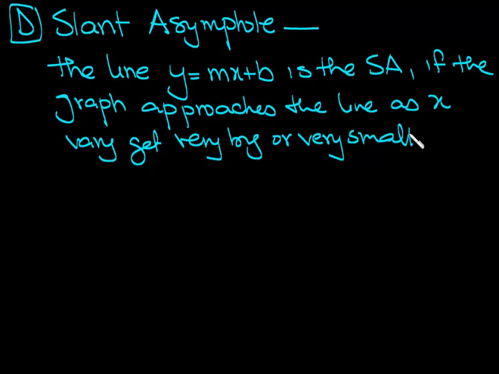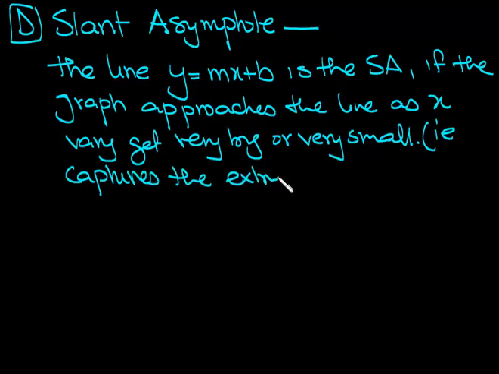So this time it's going to be a slant line because it's not going to be a horizontal line. So the idea is still the same. It still captures the extreme behavior. Now keep in mind, a graph can only have one extreme behavior. That's why a graph cannot have both a horizontal and a slant asymptote, because they both capture the same thing. So either it can have a slant asymptote or a horizontal, not both. Always remember that.